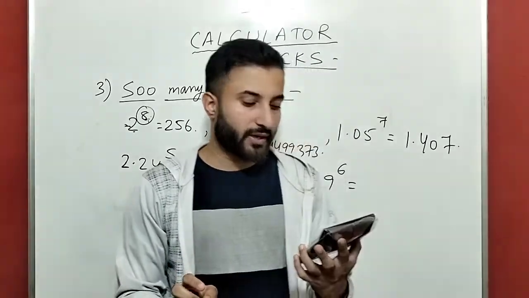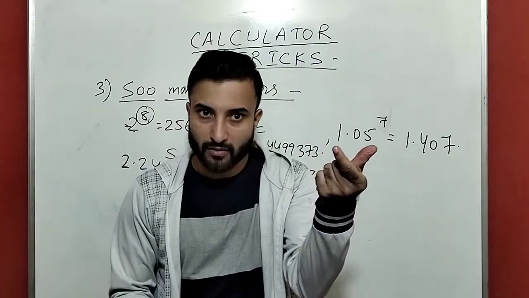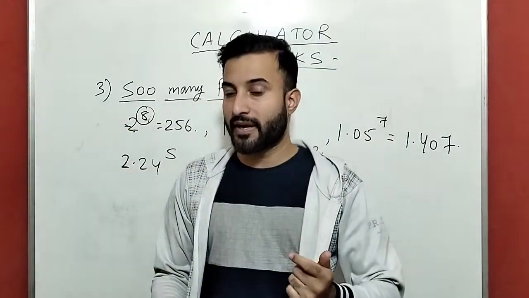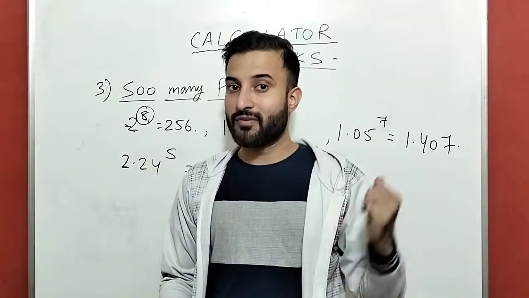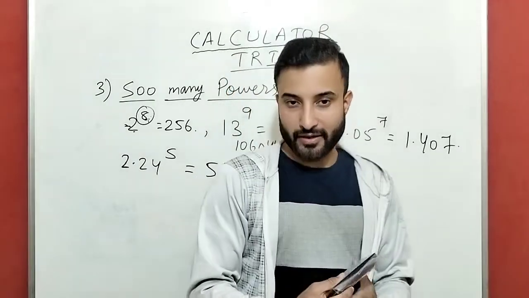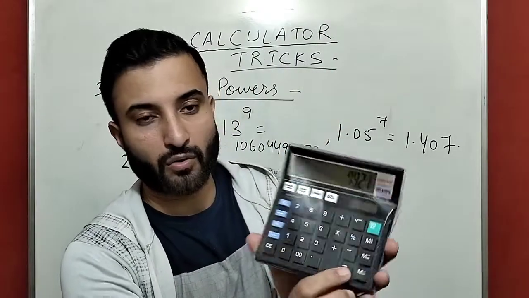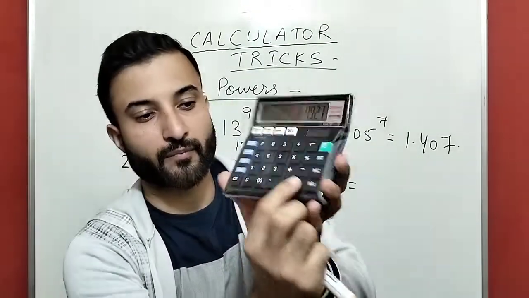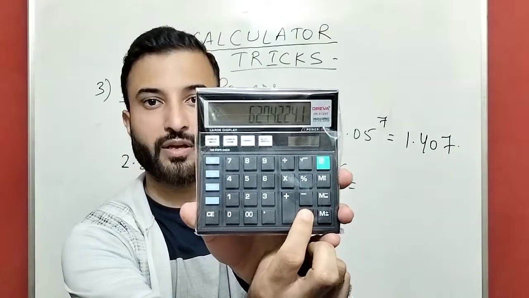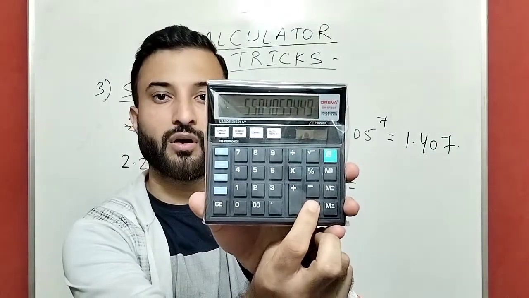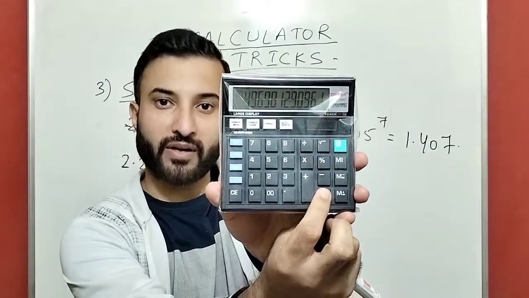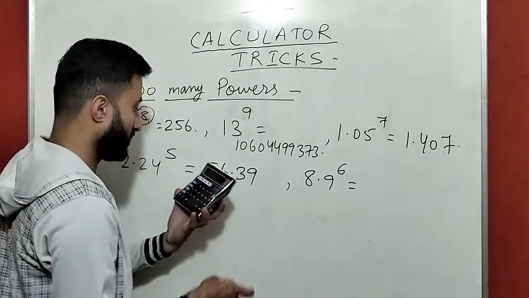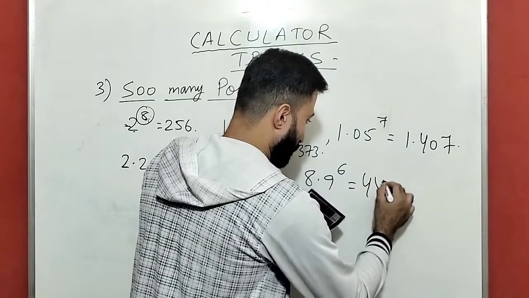What we did: 8.9 into 8.9 equal to. 2 times happen, but we want 6 times. Then 2 times over, and we press the equal sign one time each: 3, again 4, again 5, again 6. So you will get... oh, it's a long number.